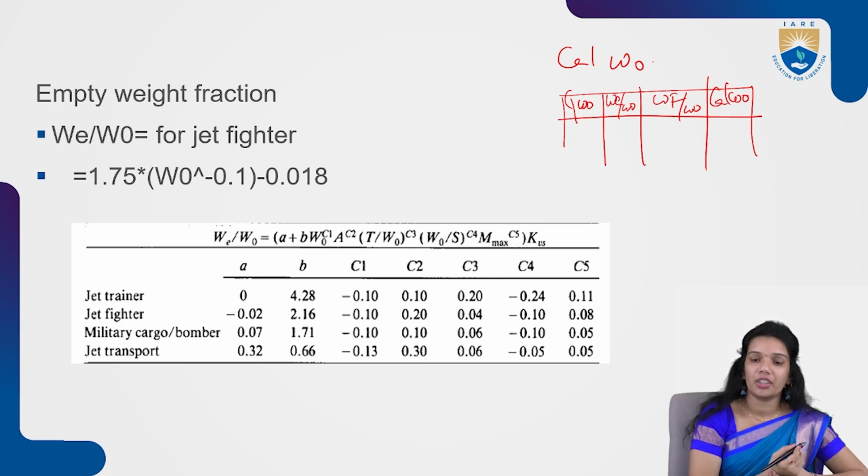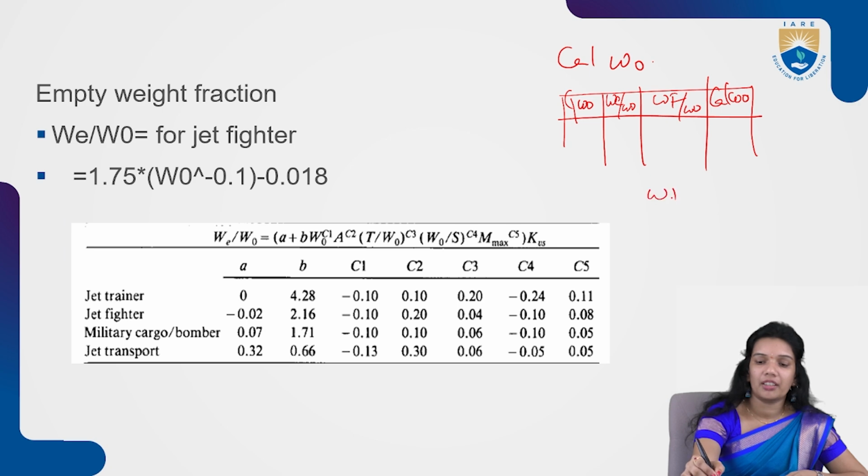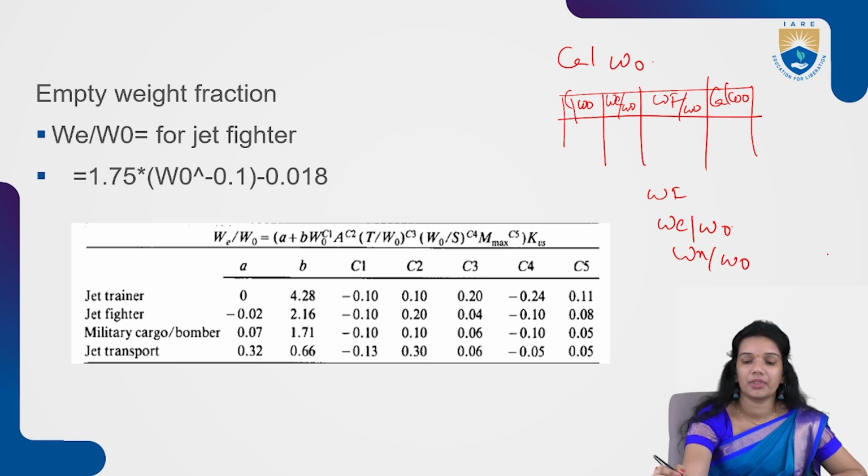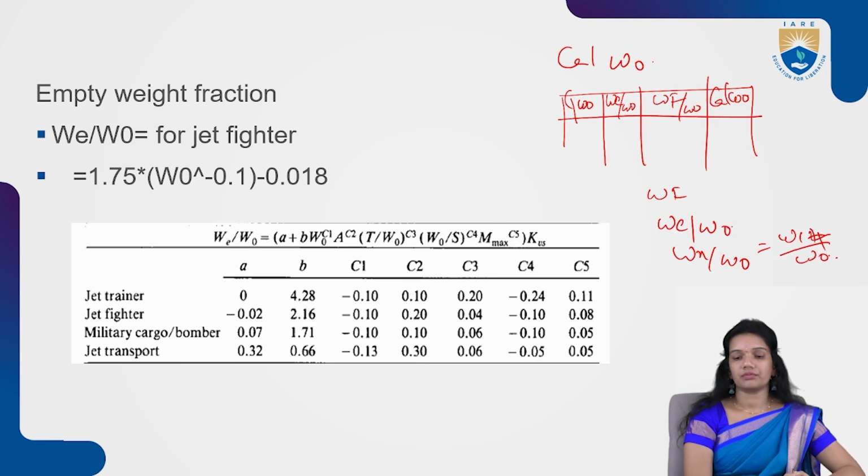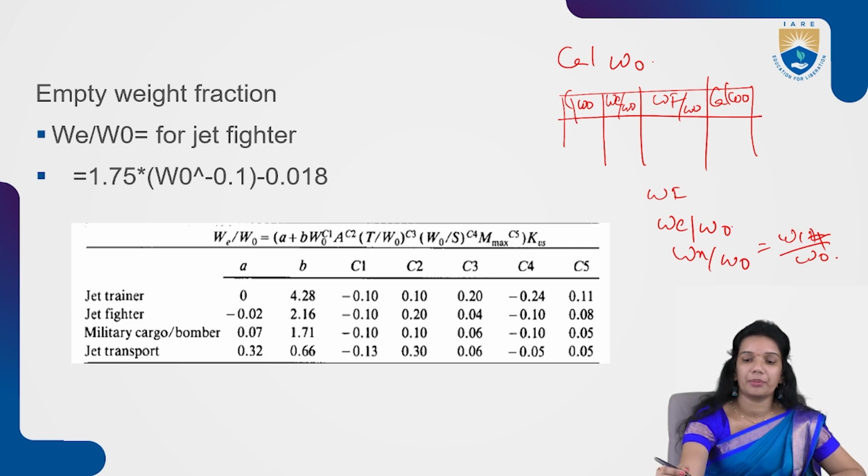In order for me to come to this particular iteration, we need to find WF, we need to find WE by W naught, or rather we want WX by W naught, which is all the segments, right? We have 14 segments here. So first of all, we will be calculating the W14 by W naught, or which is WX by W naught, then empty weight fractions, then fuel weight fractions. Then we do the iterations, right?